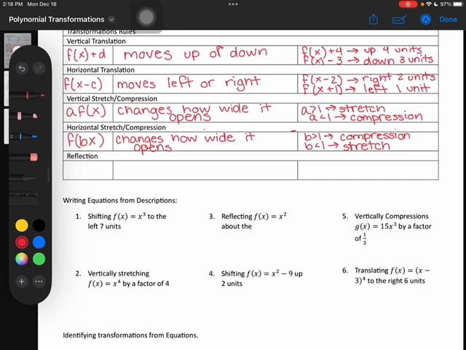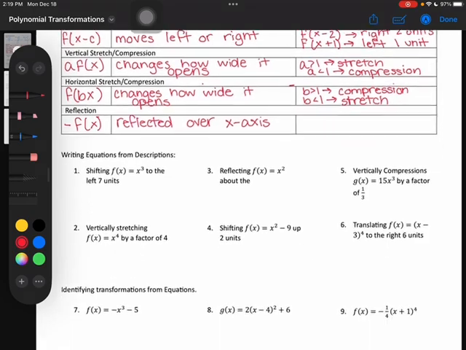The last one that we need to know about is a reflection. Whenever we see a negative sign in front of our function, this means that it is reflected over the x-axis. There's not really any different ways to do it. If it's opening up and then we reflect it, then it's going to open down.